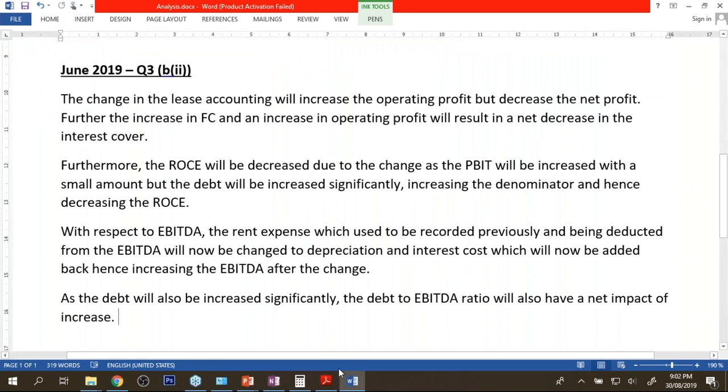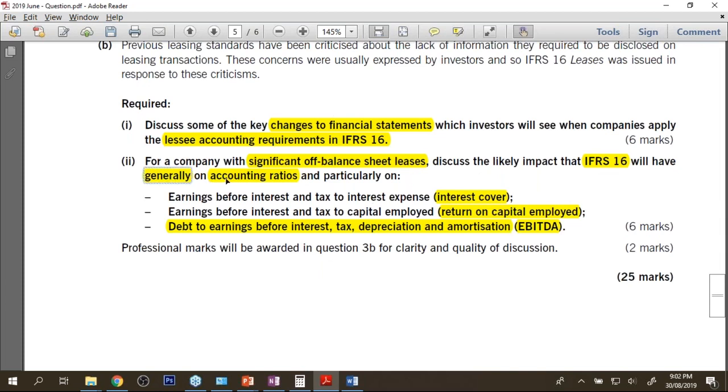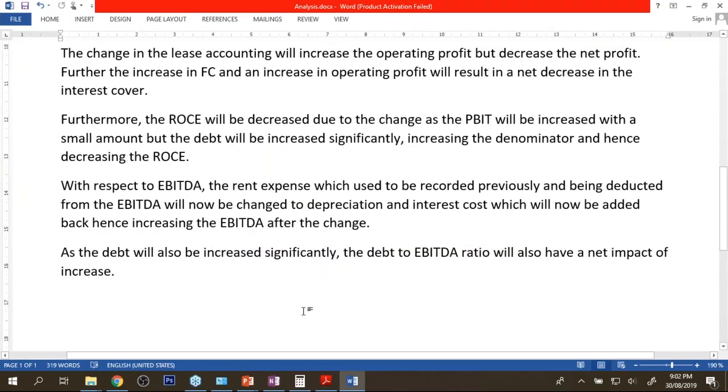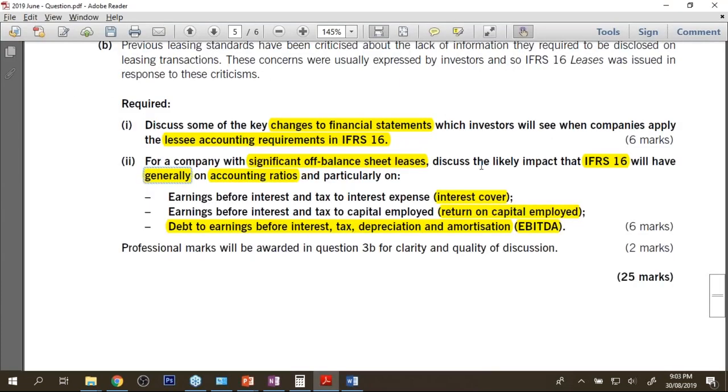Tasbih is asking, sir, if we write this answer, can we get full 6 marks? Ideally, Tasbih, we should be writing some more because the question also asks for some general accounting ratios. So we can continue a bit more to get full marks. Like we can say that the net profit after tax margins would be reduced after the change to IFRS 16. So at least we can give one general accounting ratio as well so that we can get the full 6 marks. Salman is saying the most probable change to be discussed in the attempt is the conceptual framework.